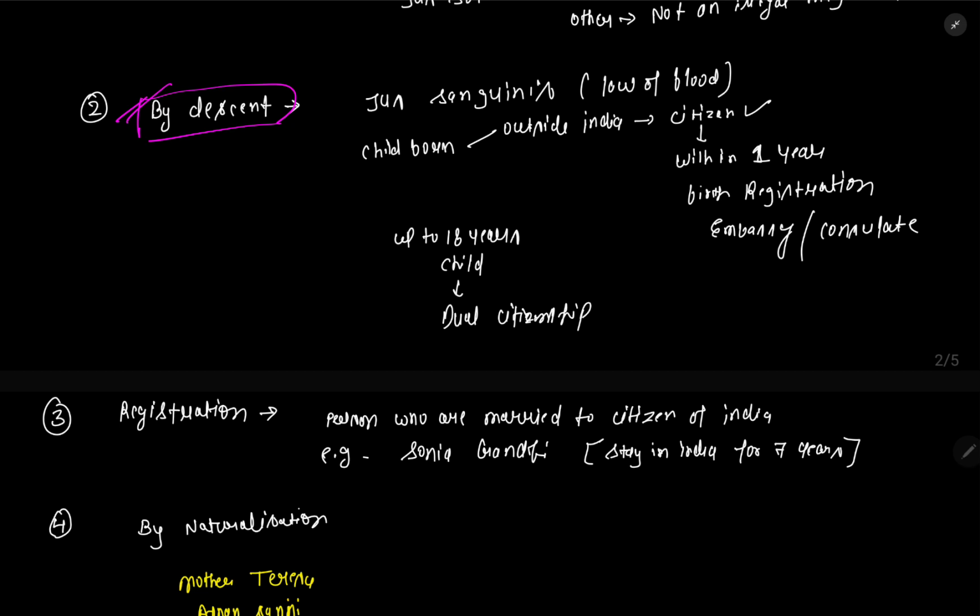The second method via which you can acquire Indian citizenship is via descent. Now, what is the meaning of descent? There is a term known as jus sanguinis, meaning the law of the blood. What does this mean? Let's say a child is born outside India. That child born outside India will be considered an Indian citizen, but with the condition that within 1 year of his birth, the parents of that child need to register the birth of the child in the Indian embassy or the consulate.